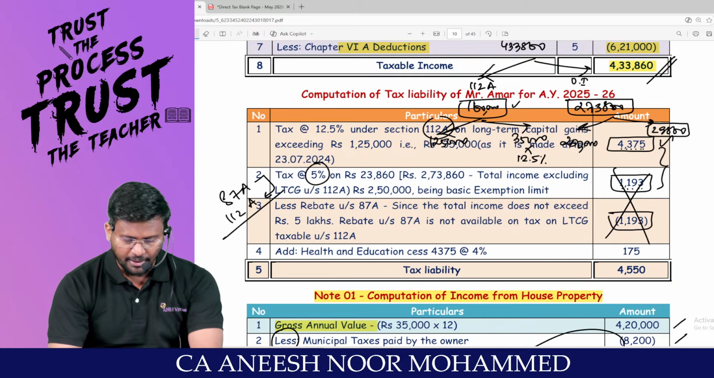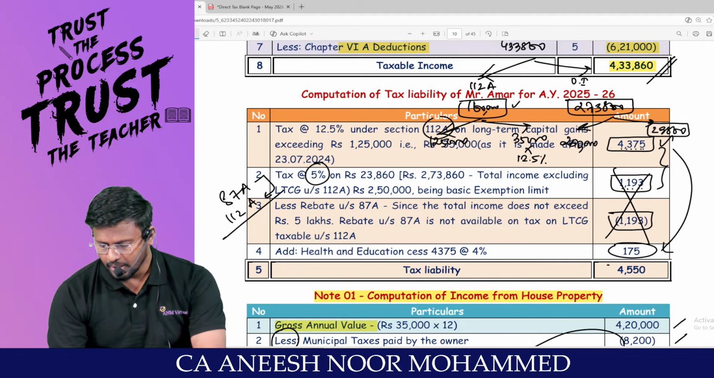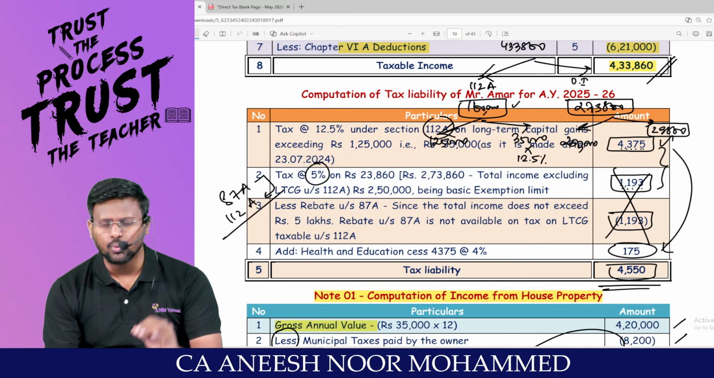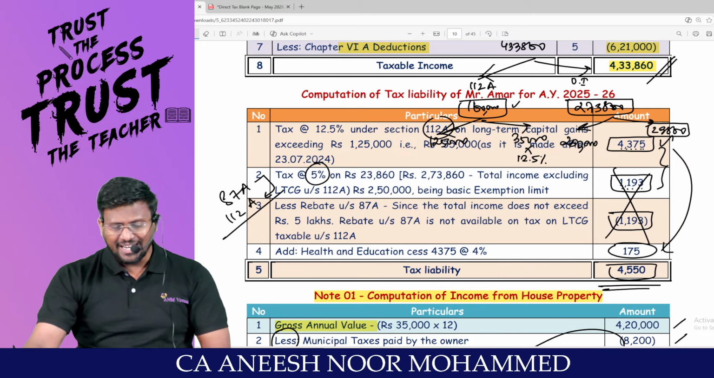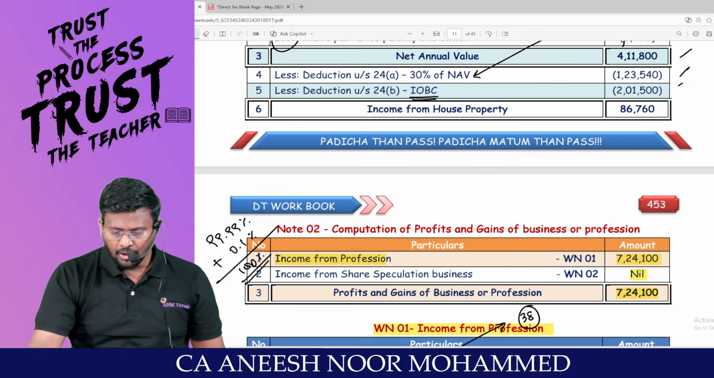4375 will be ultimately payable. So 4375 into 4% comes to 175. You will be getting 4550 as a tax liability. No advance tax details have been given. TDS details have been given. So this will be the gross and the net tax liability: 4550.